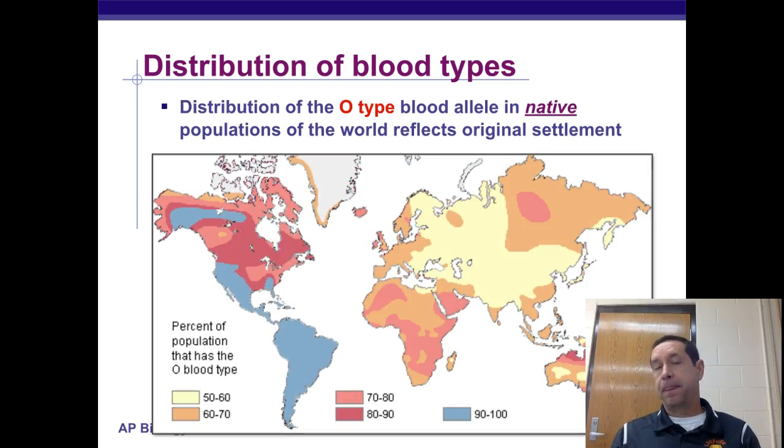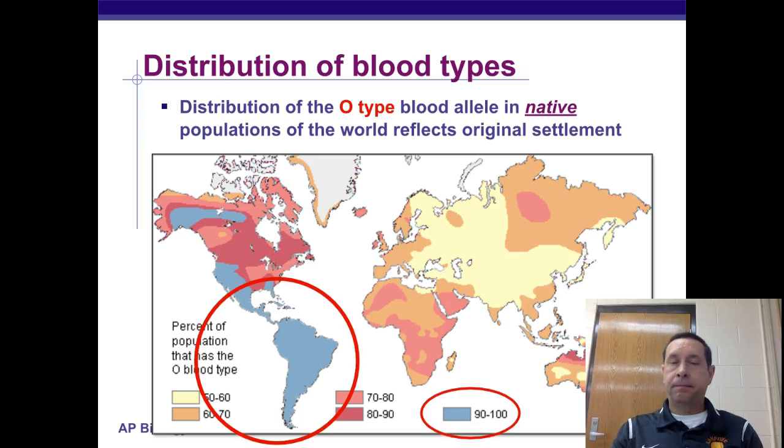Here's an example. Type O blood worldwide is the most common blood type. But we can look at this blood type and kind of determine where the individuals from a population originally came from by looking at the percentage of individuals that have this particular blood type.